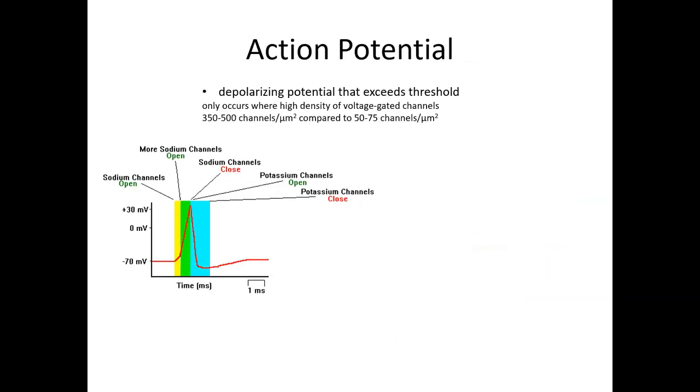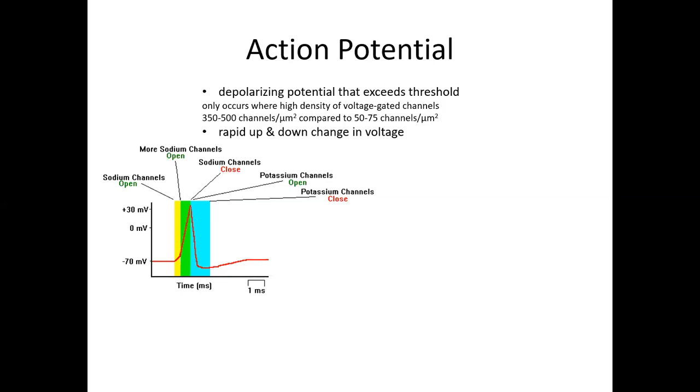Continuing on, let's assume we have made an action potential. In other words, we have depolarized past -55. Well, the first thing to realize is this cannot happen everywhere. It only will occur where we have a very high density of these voltage gated channels so that we can have massive amounts of ions moving. And in fact, the density is about 5 to 10 times higher than it is at other parts along the axon.